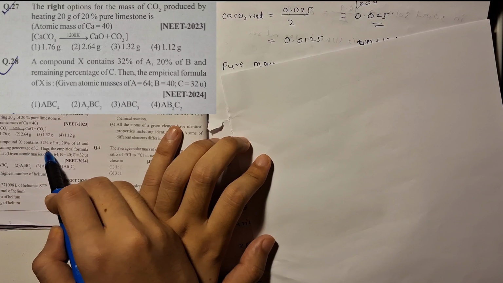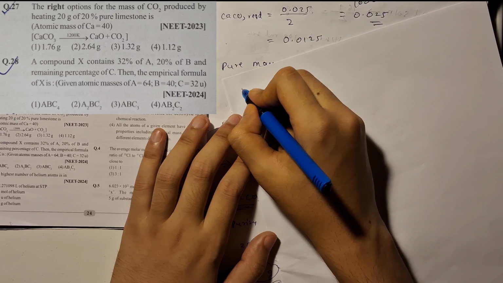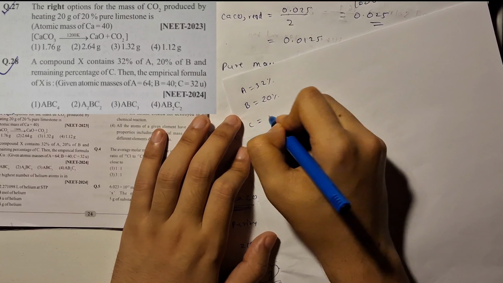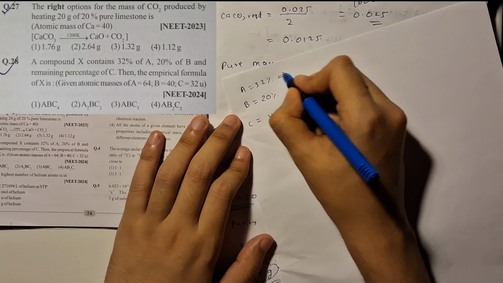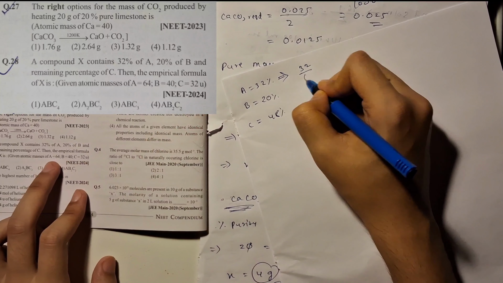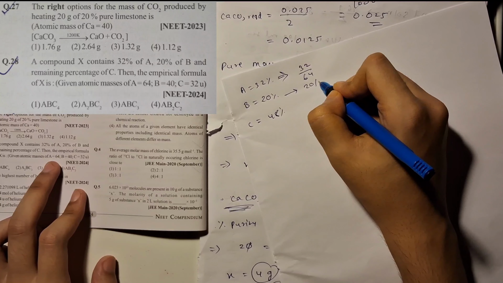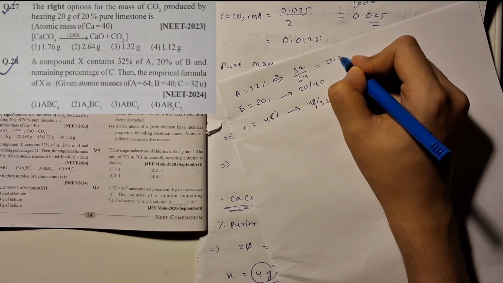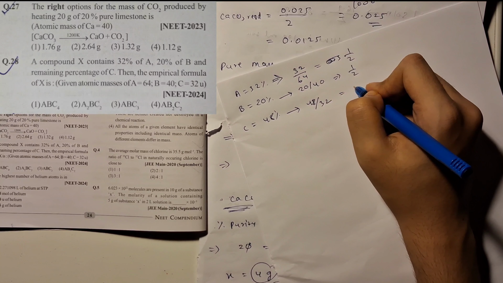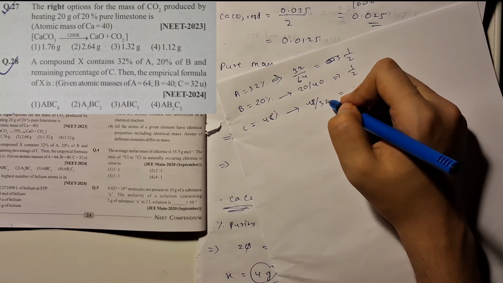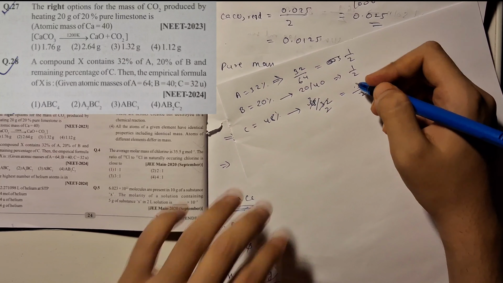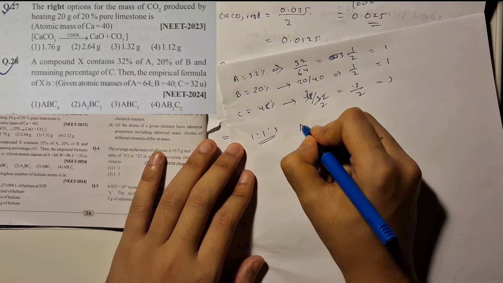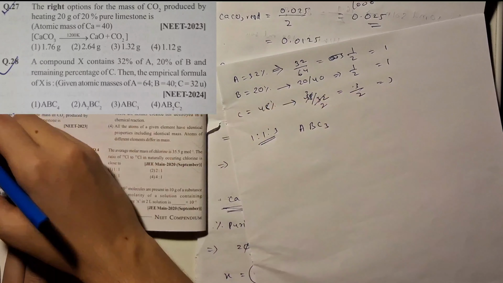A compound X contains A equal to 32%, B equal to 20%, and C equal to 48%. अगर इसका मोल्स देखा जाए तो 32 का गिवन मास ऑफ A is 64, इसका मोल्स 1/2, B का 20 अपॉन 40, इसका आ रहा है 1/2, C का 48 डिवाइडेड बाई 16, इसका भी आ रहा है 3. सिंपल रेशियो आ रहा है 1, 1, 3, तो 1:1:3, so A B C 3. Third option will be the correct option.